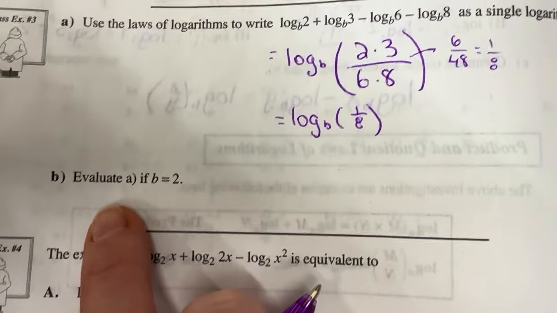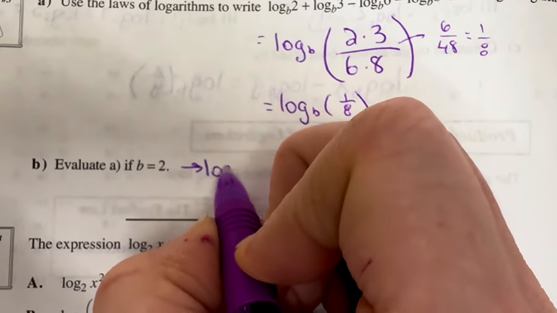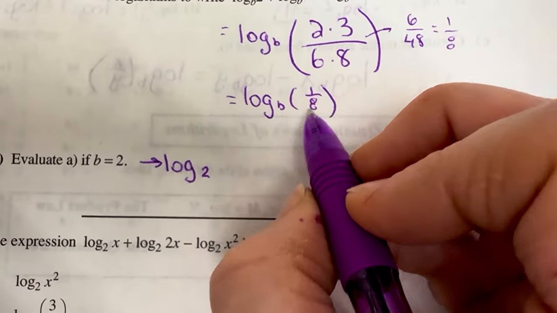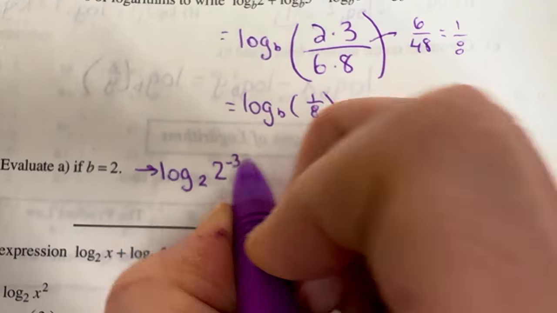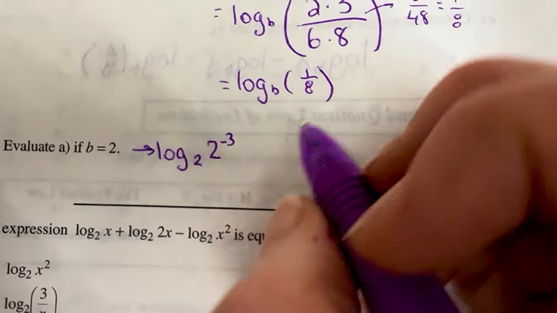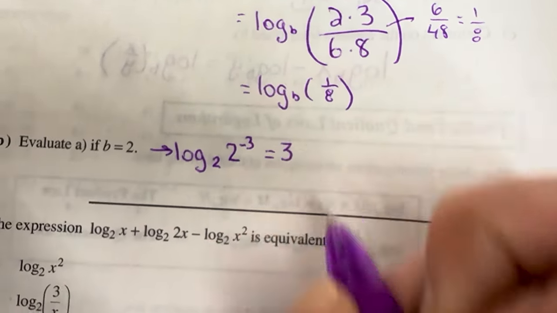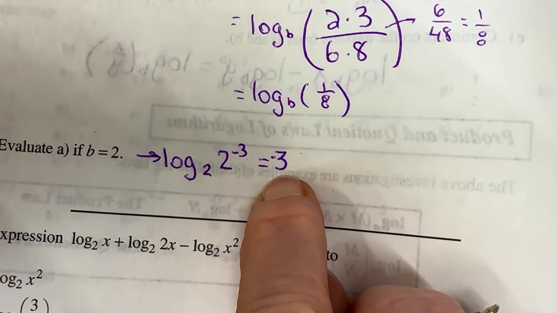So now part B says evaluate if our base is equal to 2. So log base 2 of 1 over 8. Well, 1 over 8 can be written as 2 to the -3. The negative because it's the reciprocal, and 3 because that's what gets you 8, which means, boom, oops, don't forget the negative. The answer is -3.